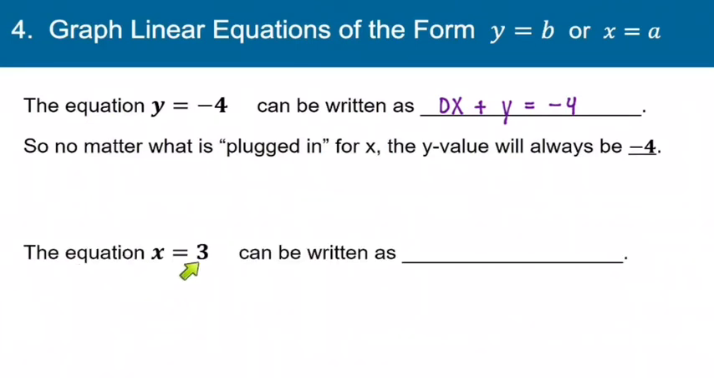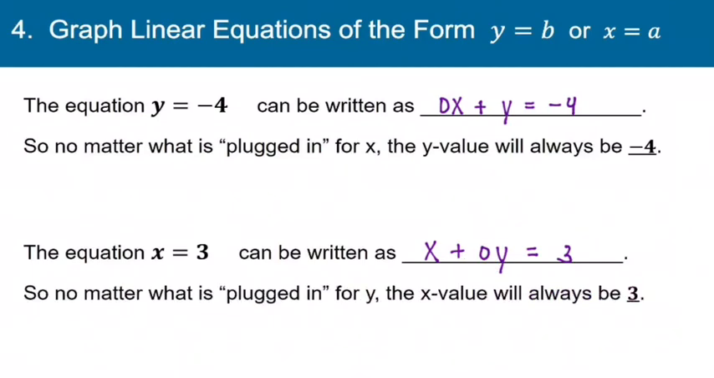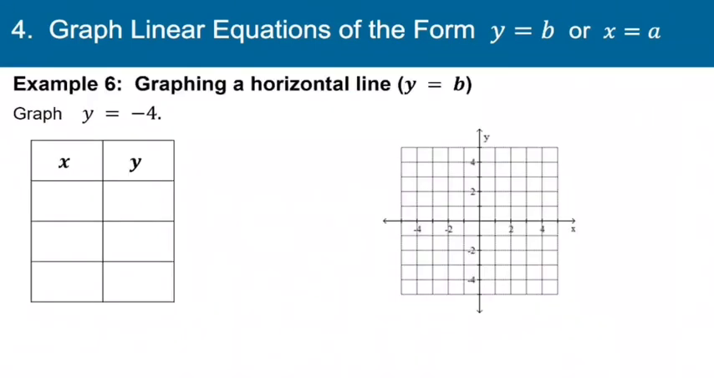And now look at the equation x equals 3. If we write this in standard form, we could write it as x plus 0y equals 3. In this case, you can see that no matter what we plug in for y, the y term is always going to be 0. And so no matter what we plug in for y, the x value will always be 3. So let's take the equation y equals -4 and let's make ourselves a little xy table.